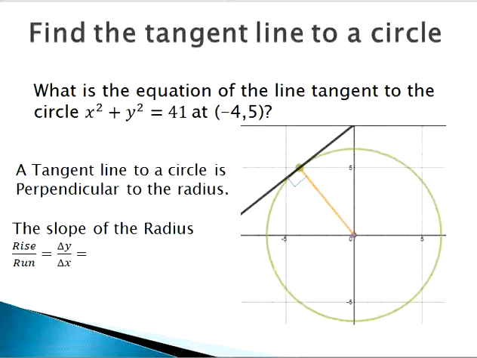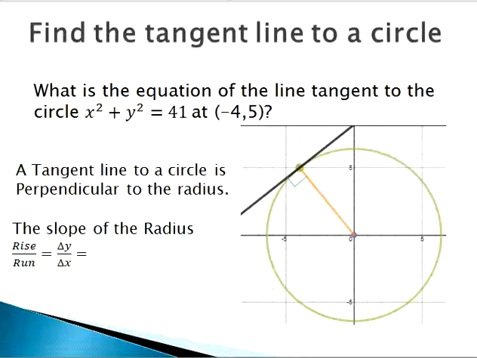over run, or as I like to call it, delta y over delta x, the difference in y over the difference in x. All right, in this case, you see that it starts from negative 4, 5, and it goes to 0, 0. That is the slope for the radius. That's what we're looking at first.